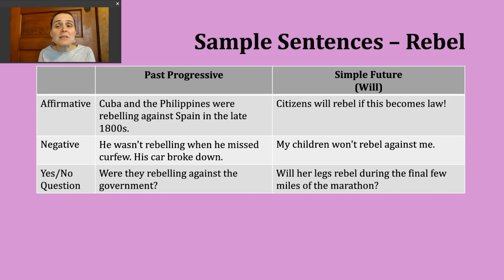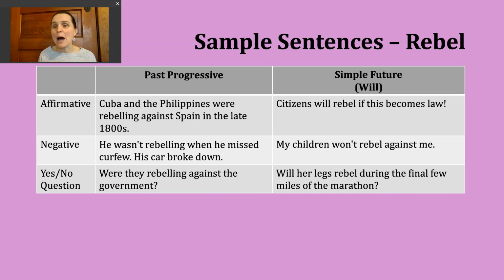Now let's talk about the simple future. Today we're going to make some sentences using will. Will is very common when people are making predictions, guesses about what they think will happen in the future. You'll hear it with offers and promises, quick decisions. You might also hear it with plans.